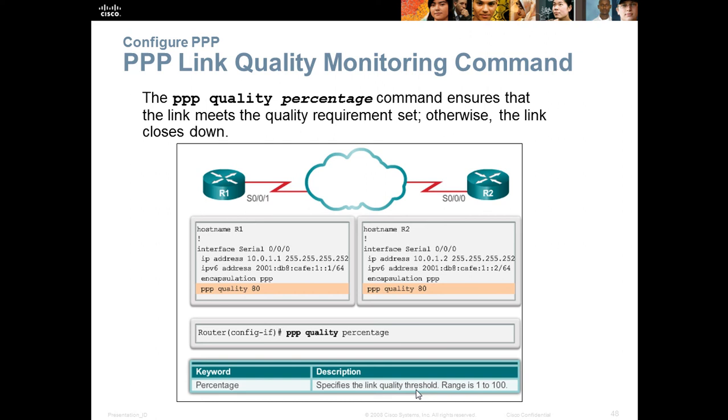PPP link quality monitoring command. The ppp quality percentage command ensures that the link meets the quality requirement set, otherwise the link closes down. ppp quality 80 on router 1 and ppp quality 80 on the other. 80 is a percentage which specifies the link quality threshold, and this range is between 1 and 100.